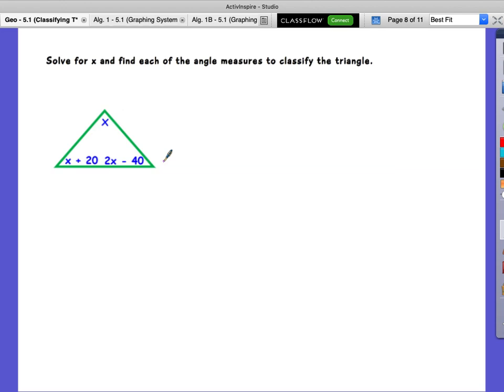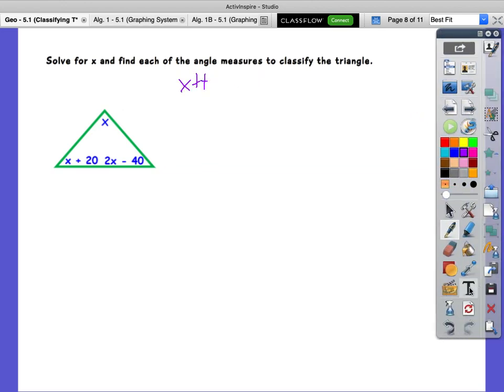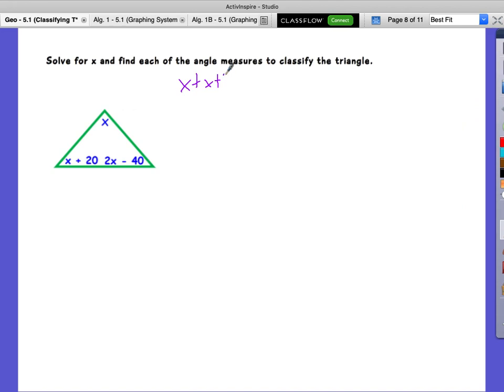Add them all together. Okay, so x plus x plus 20 plus 2x minus 40, and then you said add up to what? 180. Why 180? Because that's the sum of all three measures of a triangle. Yeah, the sum of all the interior angles of a triangle. So if we add up all three interior angles, we get 180. So let's add up the interior angles.